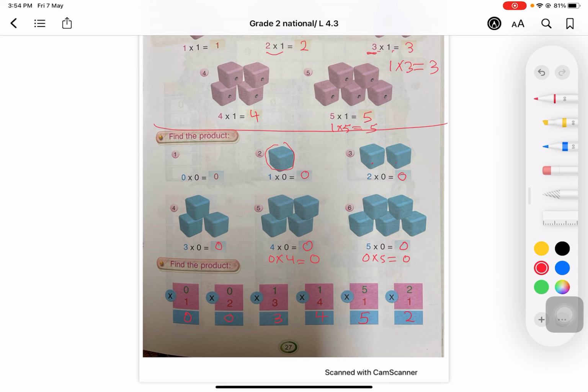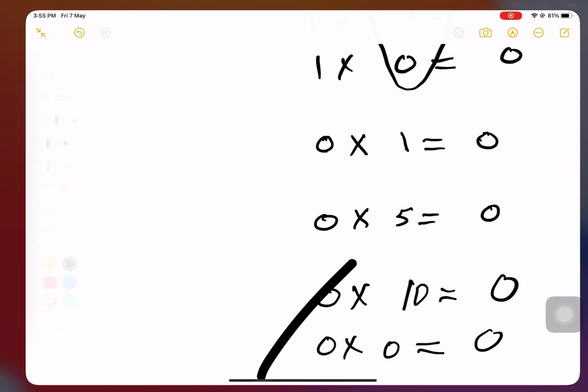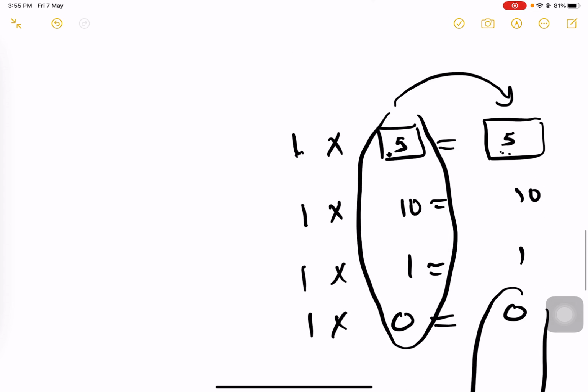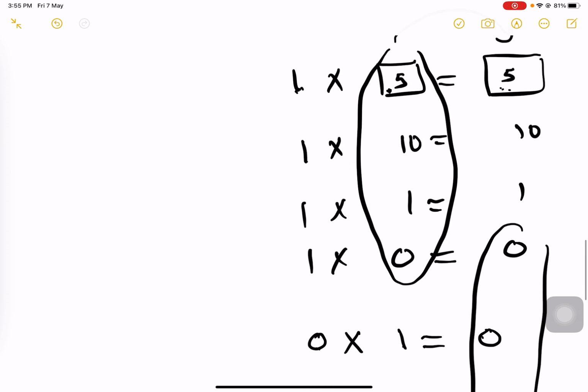With this, we finish our lesson, page 27. Remember, as I said before, multiply by 0, you will get 0 every time. Okay? If you multiply by 1, you will get the same number. 1 by 5, 5, 1 by 10, 10, 1 by 1, 1, and 1 by 0, 0.